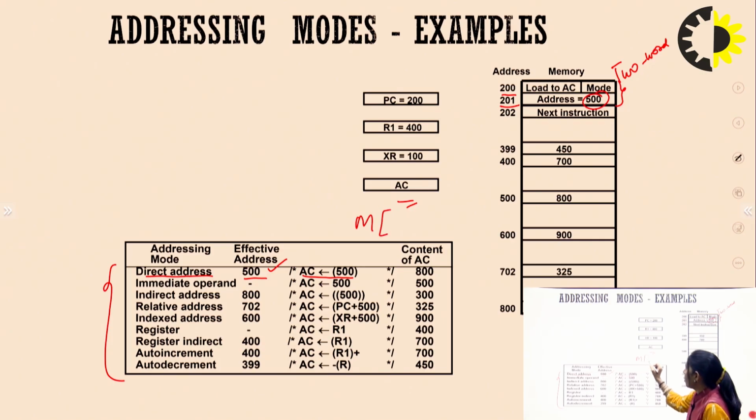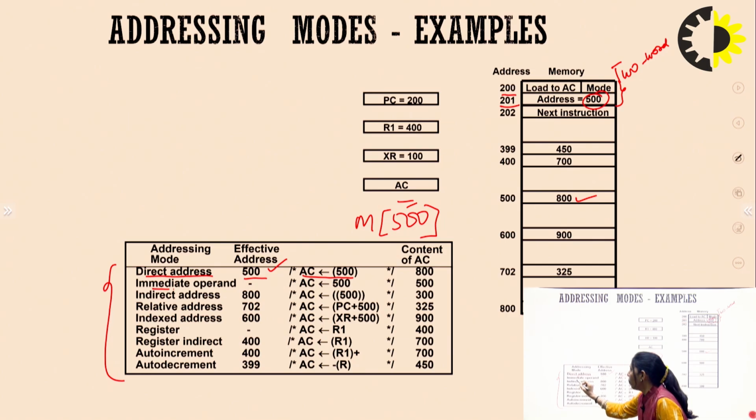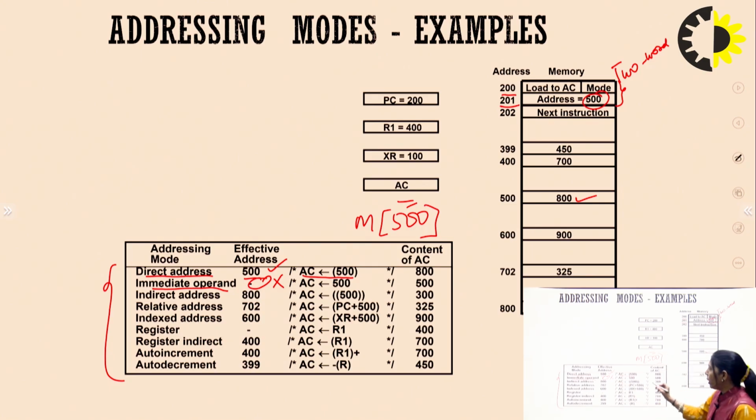Likewise, it is having the memory word. We need to read this memory word from the location 500. So what's there inside 500? It's having 800. So the content of the accumulator will be 800. In the immediate operand, we know that explicitly we are having the content that has to be given to the accumulator. So there's no need of an effective address. Only the value of the operand, that is the 500, will be brought here in the accumulator itself.